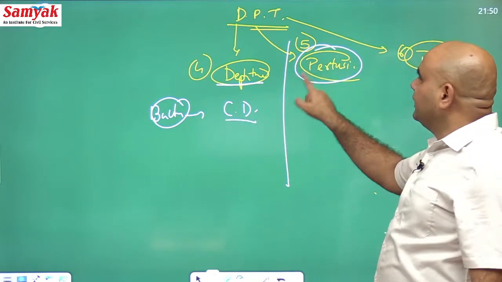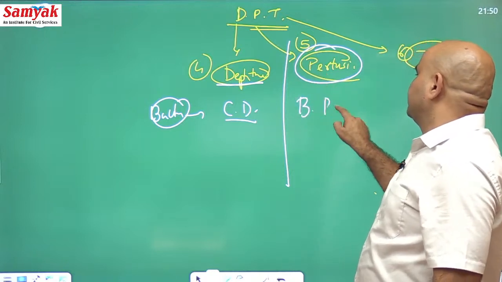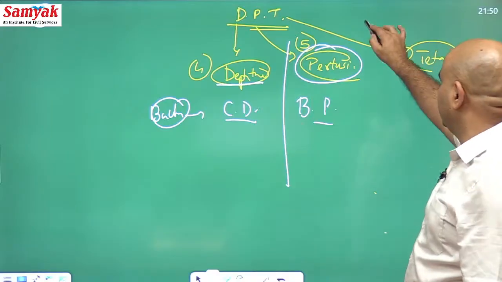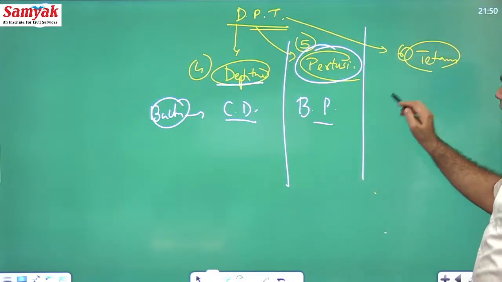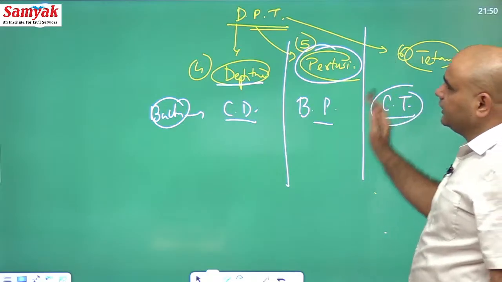Then, what is the bacteria of pertussis? Bordetella pertussis is the bacteria of pertussis. And what is the bacteria of tetanus? So Clostridium tetani is the bacteria which is causing tetanus.